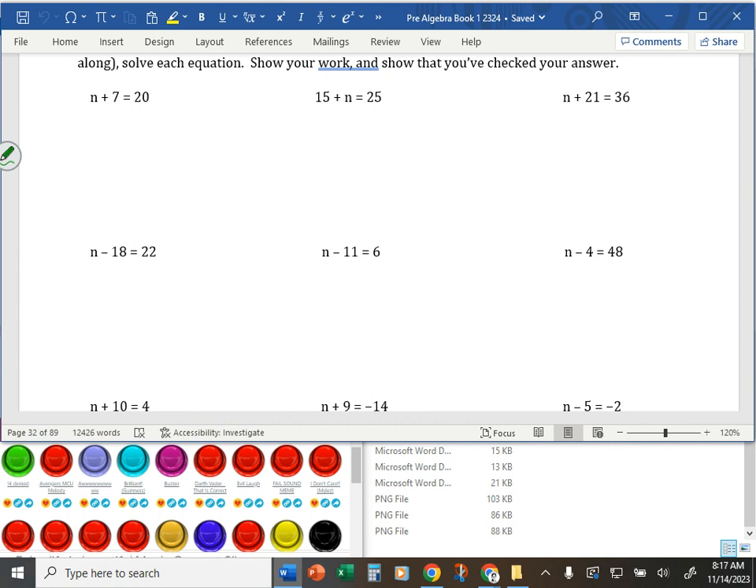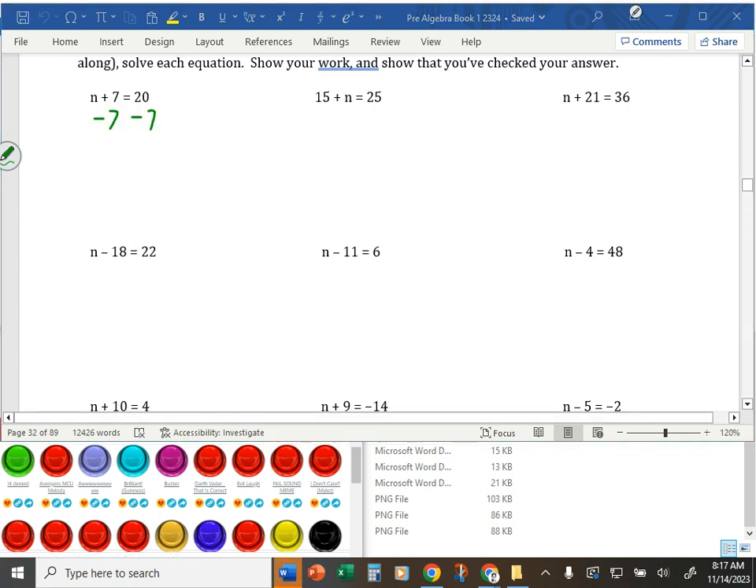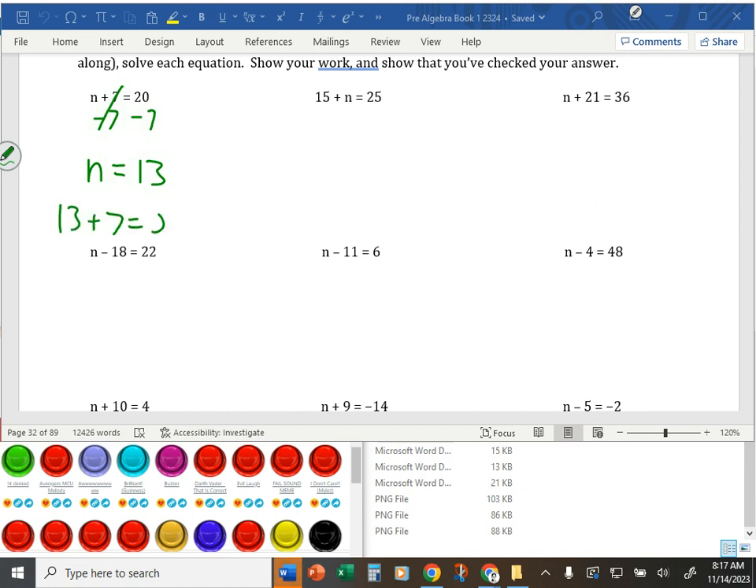What is the opposite of adding 7? Negative 7. That's exactly what you're going to do to both sides. That's what I want you to think about. What's being done to n? What is the opposite of that? Do it to both sides. And 20 minus 7 is 13. If you plug it back in to check it, does 13 plus 7 equal 20? Yes, indeed it does.